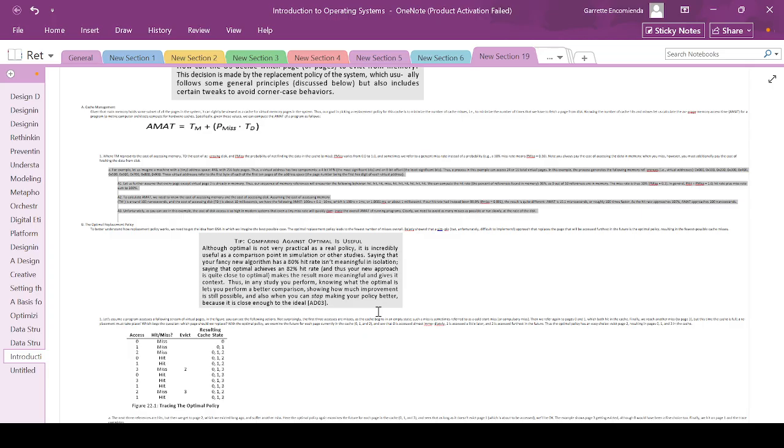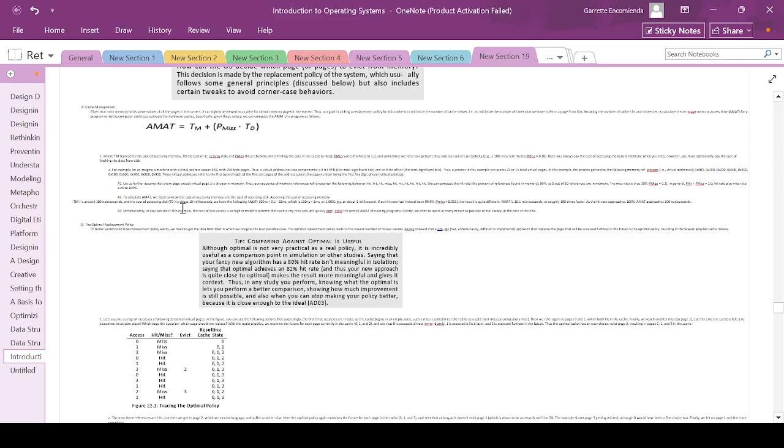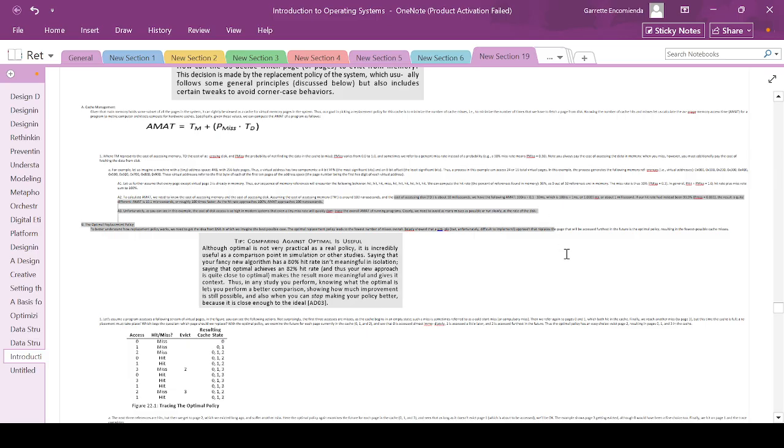To calculate AMAT, we need to know the cost of accessing memory and the cost of accessing disk. Assuming accessing memory, TM, is around 100 nanoseconds and the cost of accessing disk is about 10 milliseconds, we have the following AMAT: 100 ns plus 0.1 times 10 ms, which is 100 ns plus 1 ms, or 1.0001 ms, or about 1 millisecond.